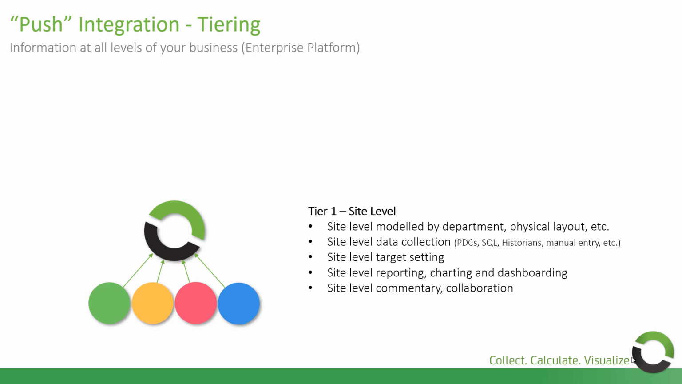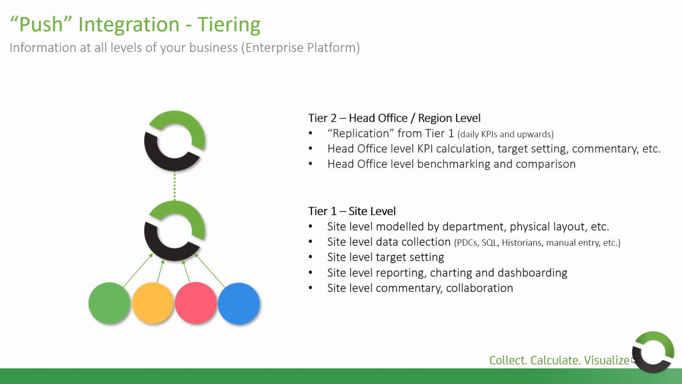Then we can push some of that data, whatever's necessary, up to a tier 2 level, which may be a head office or a regional. At this level, additional KPIs can be configured to perform cross-site comparisons or benchmarking. So if you look at the arrow on the left-hand side, you're actually seeing that not only the KPI data is pushed up from the site level, but also any commentary that is entered in at a site level. And that helps with decision making and providing context around what is going on at the site level, at the operational level.